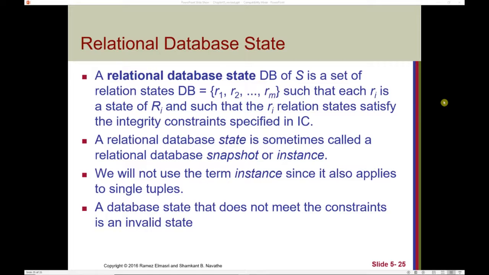A relational database state is when you have different relation states, such that each relation is a valid state and all integrity constraints are satisfied. A relational database state is sometimes called a snapshot or instance, but we're not going to use the term instance because it also applies to just a single tuple or record. A database state that does not meet the constraints is an invalid state.